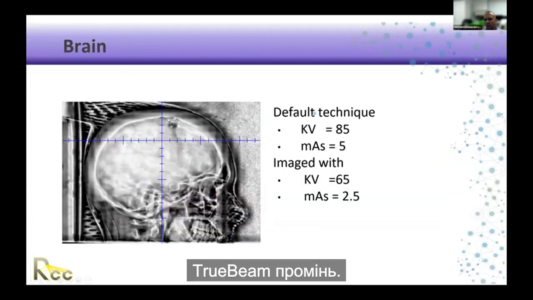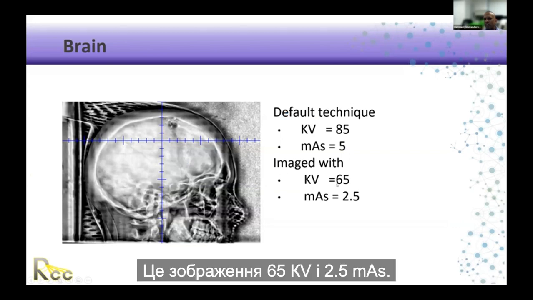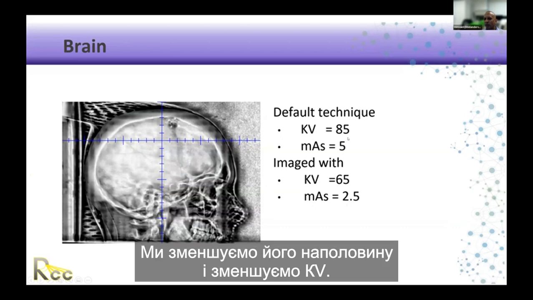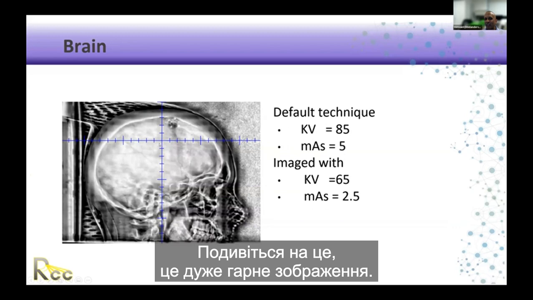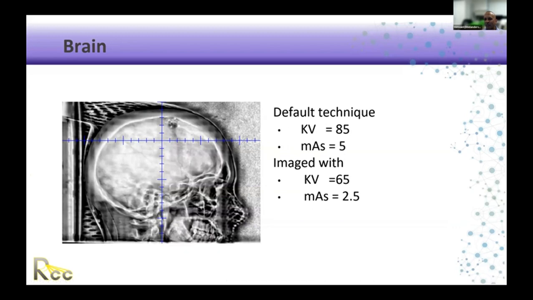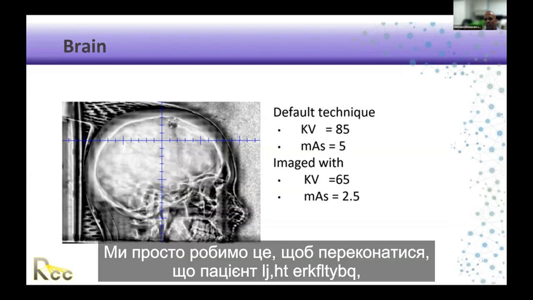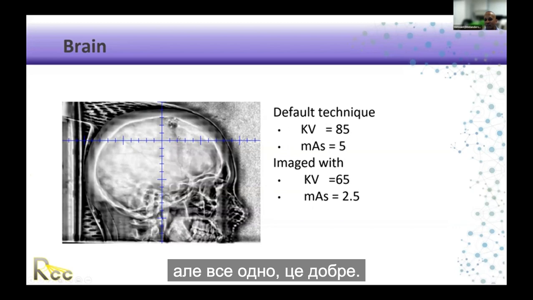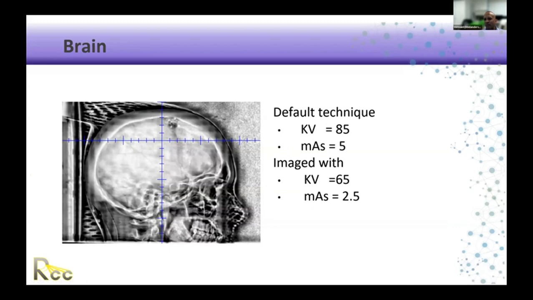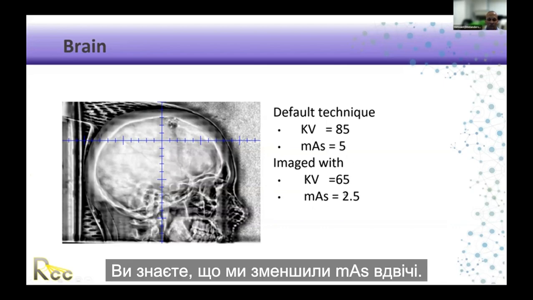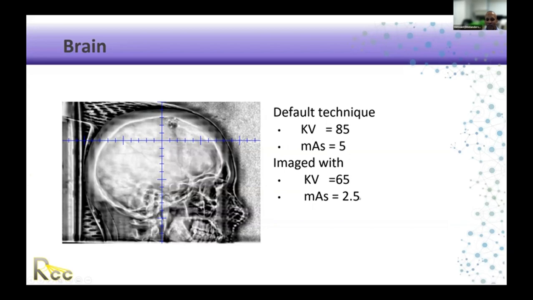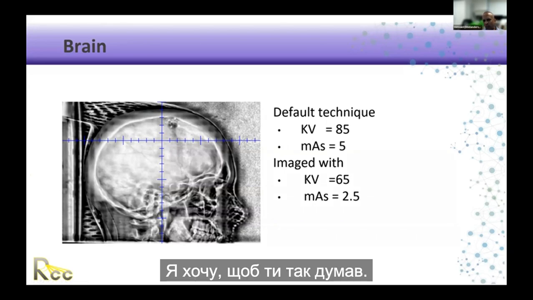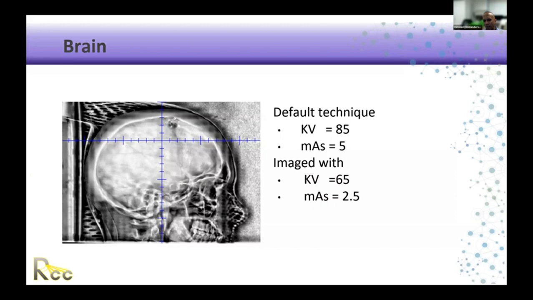Default technique. This is an untrue beam. Default technique for the brain: KV 85, mAs 5. This is the image with 65 KV and 2.5. We cut it by half and lowered the KV. Look at that. This is a very good image. You can see everything. We're not diagnosing here. We're just doing it to make sure the patient is aligned. But we still, this is good. You agree this is a good x-ray? What do you think? Yeah, we cut the mAs by half. I want us to think that way. A lot less. Let's practice it.